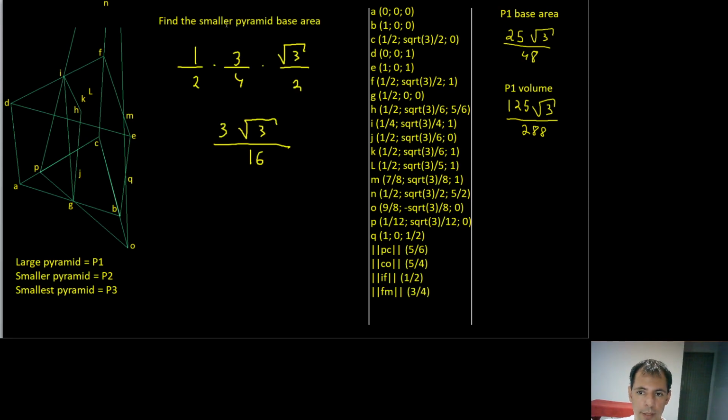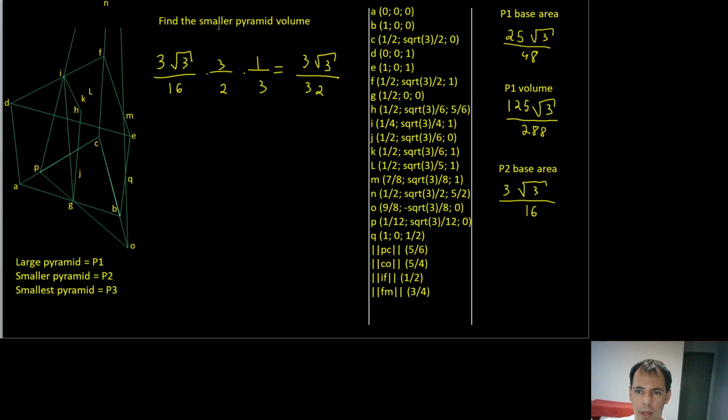And then I find the smaller pyramid base area, which is one side times the other side times the sine between them, which is square root of 3 divided by 2. And of course it's supposed to be divided by 2 again, but it just worked. Because I made the same mistake consistently, so it worked.